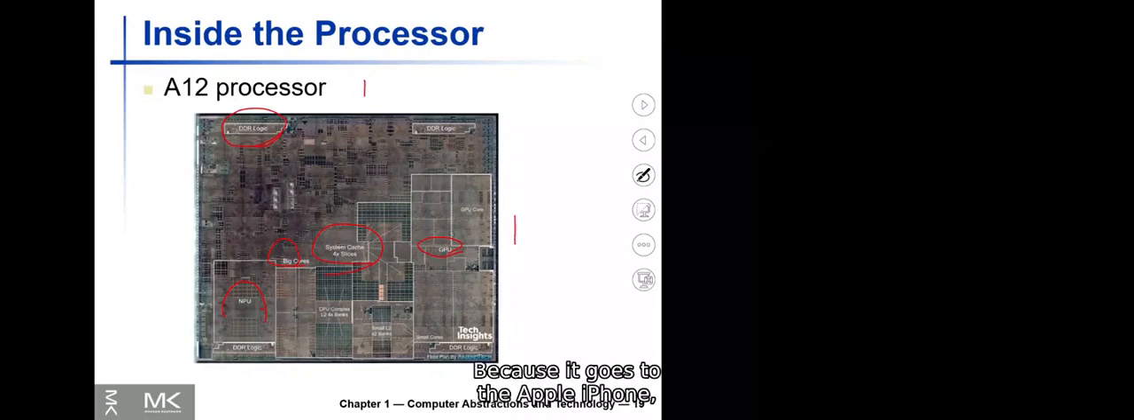1 cm by 1 cm, maybe. And because it goes into the Apple iPhone, it cannot be bigger than that. So this is an IC, and within that IC there are maybe more than 200 million transistors, which form the logic, the cache, the GPU, the CPU core, and so on. As you saw, abstraction can help us deal with complexity.